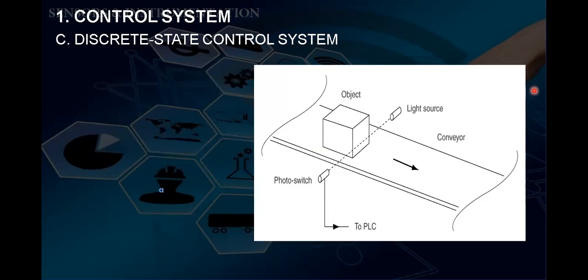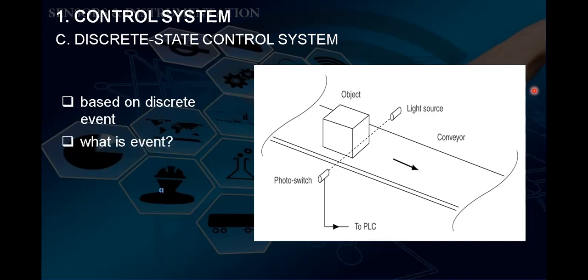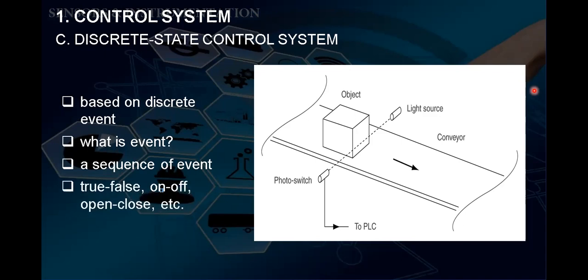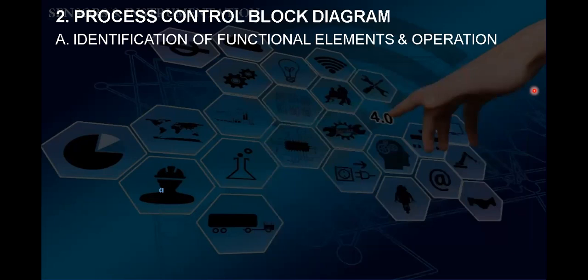If you look at this, maybe it is a manufacturing system where the object flows by means of a conveyor belt and passes a sensor. There is an emitter and receiver, a light source and photo switch, and this is informed to the PLC that the object has passed. It is initial information for the next action to be done, based on a discrete event; it's basically on and off. What is an event? An event is something that is happening, an activity I would say. So a sequence of events, one after another, involves true and false, on and off, open, close, etc.